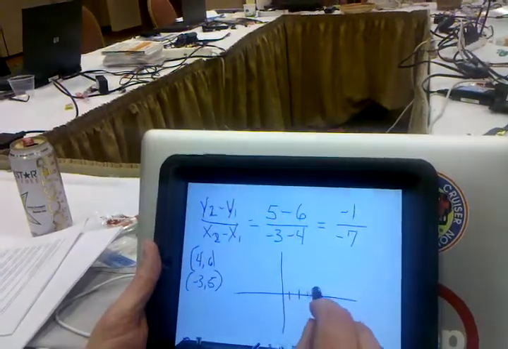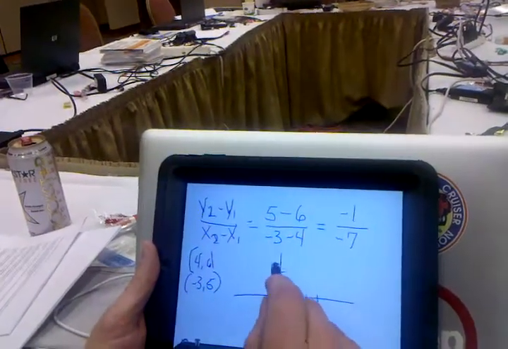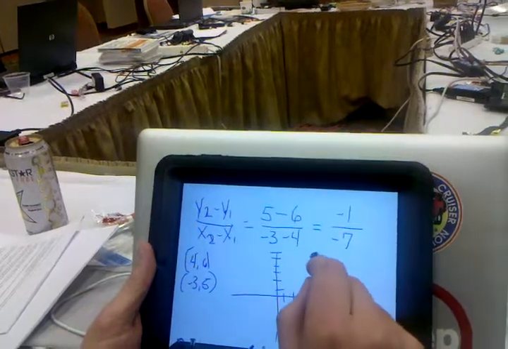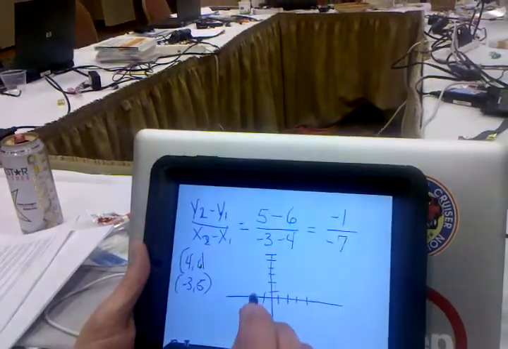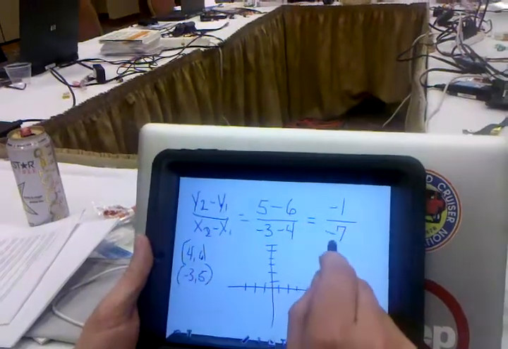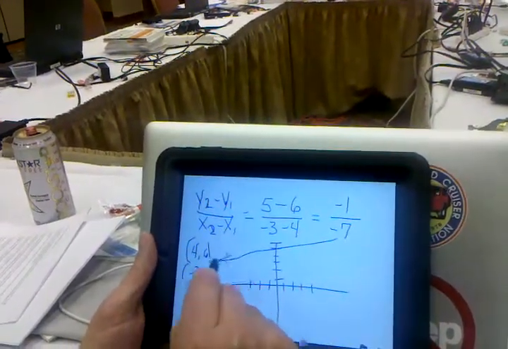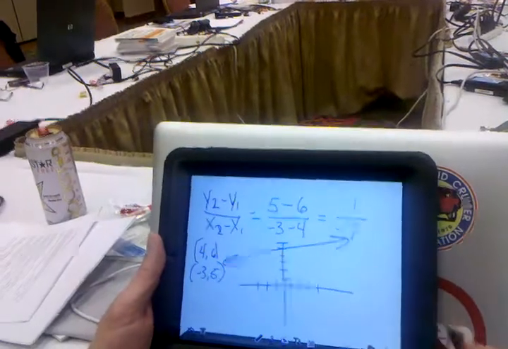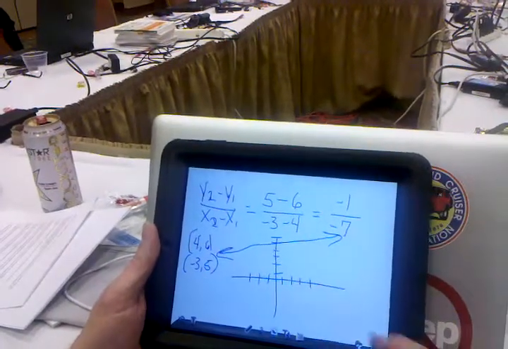And so we're going to plot those two different ordered pairs on this graph, and what we're going to end up with is a 4 over 6 as our first point, and a negative 3 and 5. And you notice that even though that's almost horizontal, that does represent a negative slope.